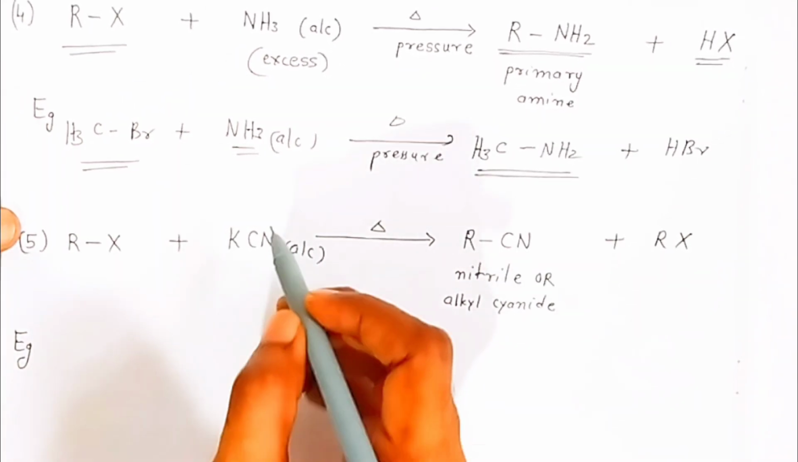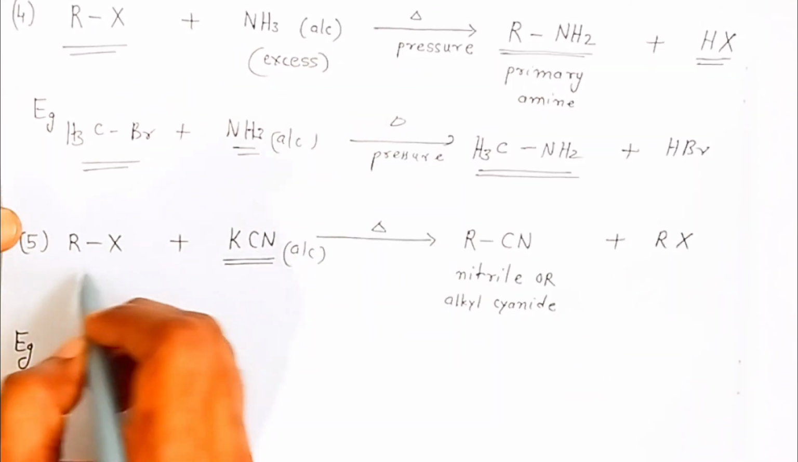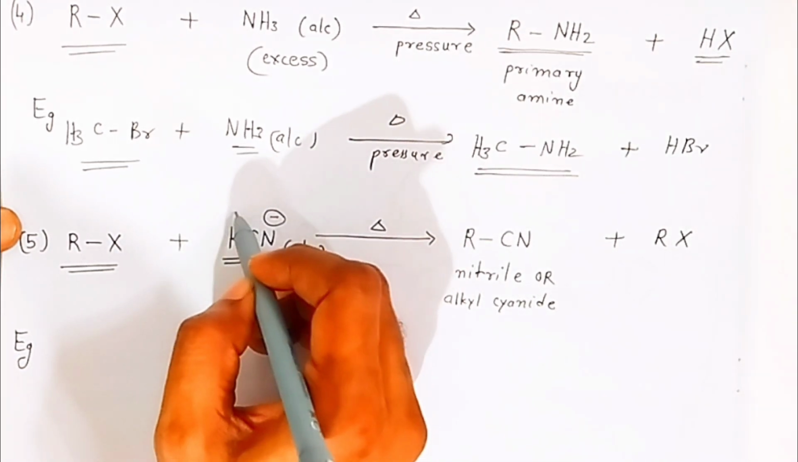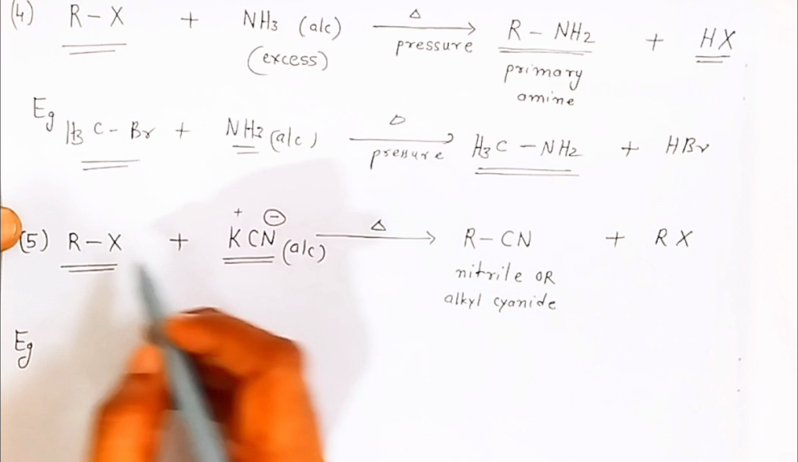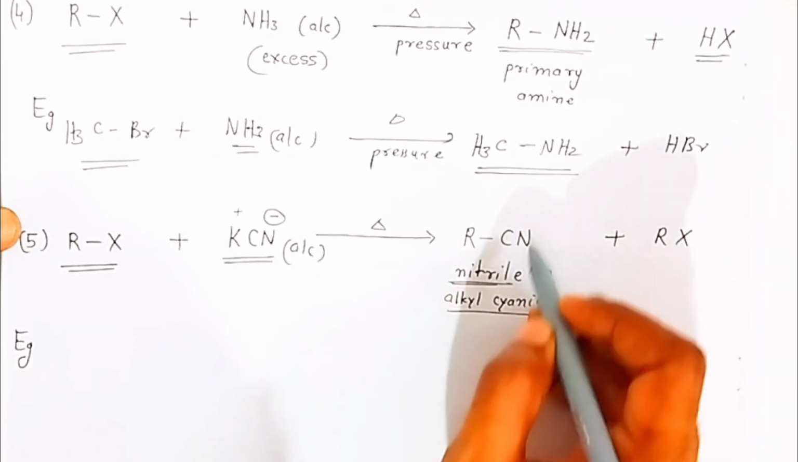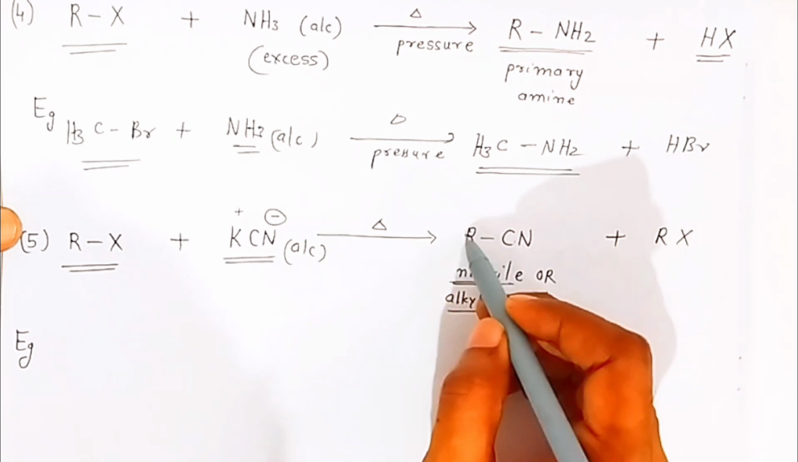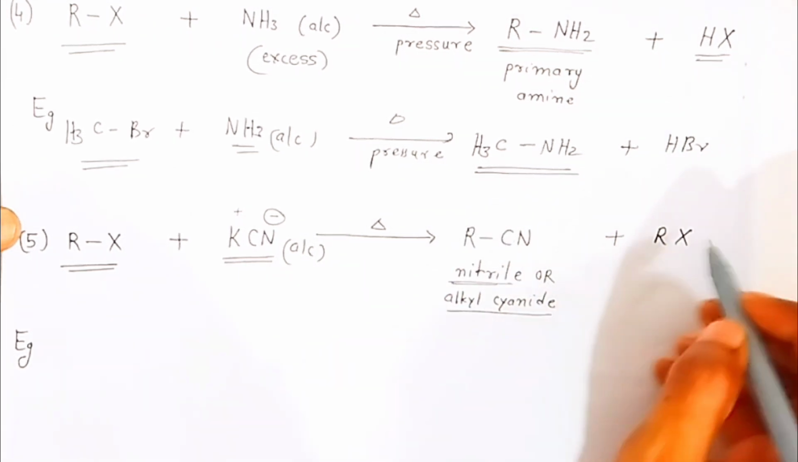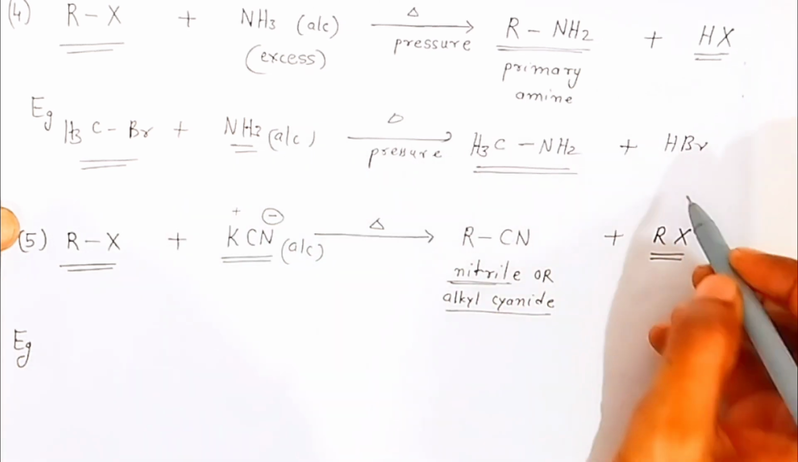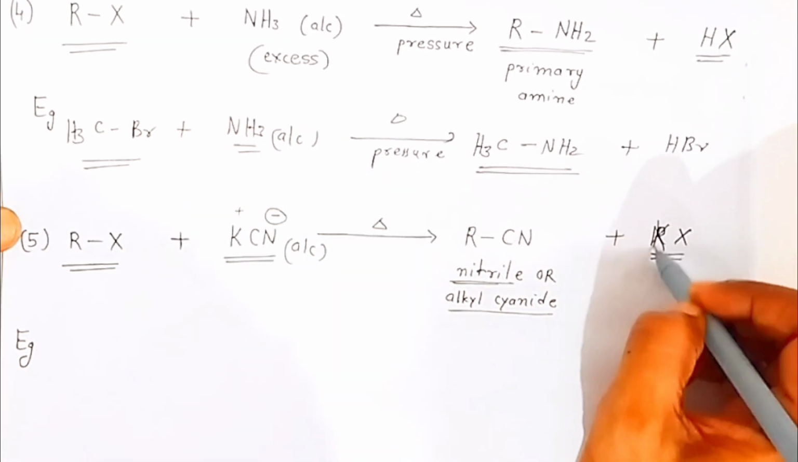Now what happens, students, in the action of alcoholic potassium cyanide on alkyl halide? Here this cyanide will have a negative charge and potassium will be positive. So this will be the nucleophile. It will attack the alkyl halide and form alkyl nitrile or alkyl cyanide. Understanding? Cyanide is also called nitrile, so you can say alkyl nitrile or alkyl cyanide. And there is a formation of potassium halide.